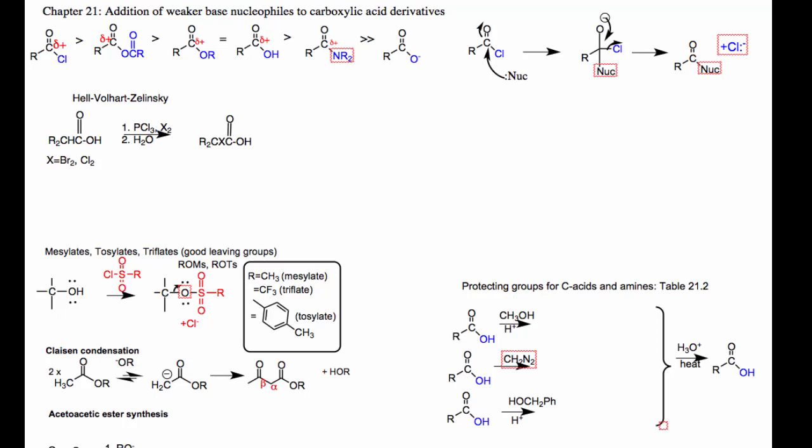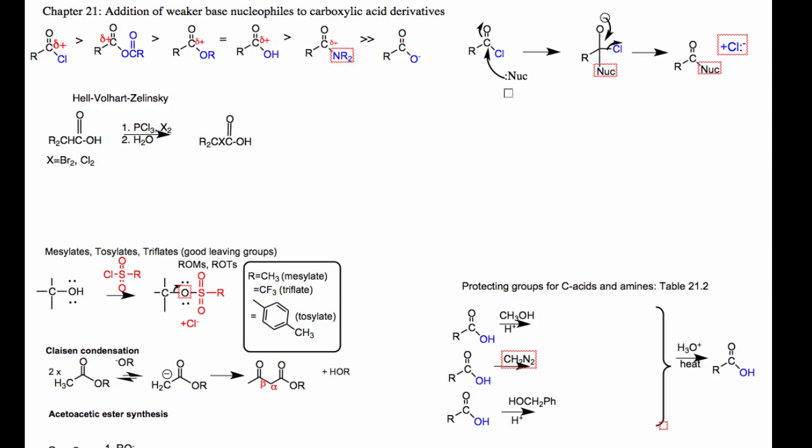In chapter 21, we continue our exploration of the nucleophilic acyl substitution of carboxylic acid derivatives, things that have 3 bonds to an electronegative element. In particular, most of the reactions involve replacing one of the leaving groups with another nucleophile that will replace it.